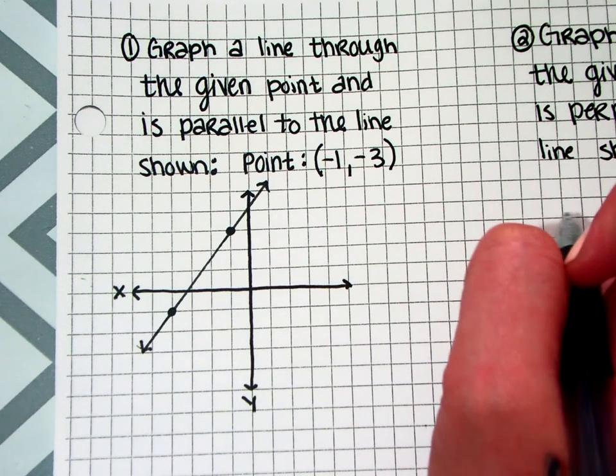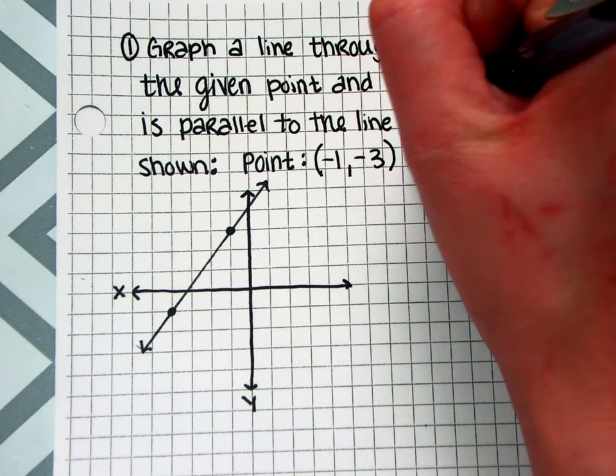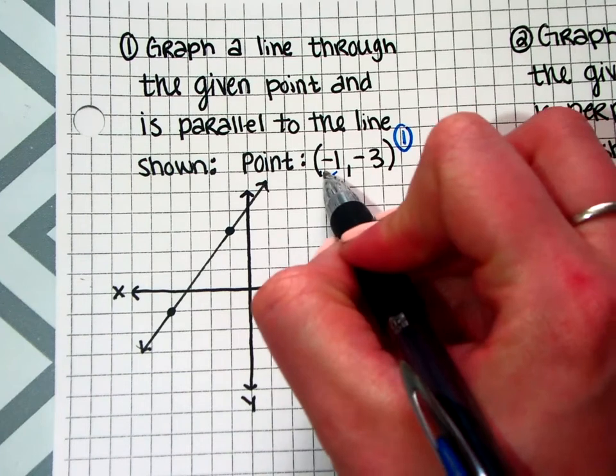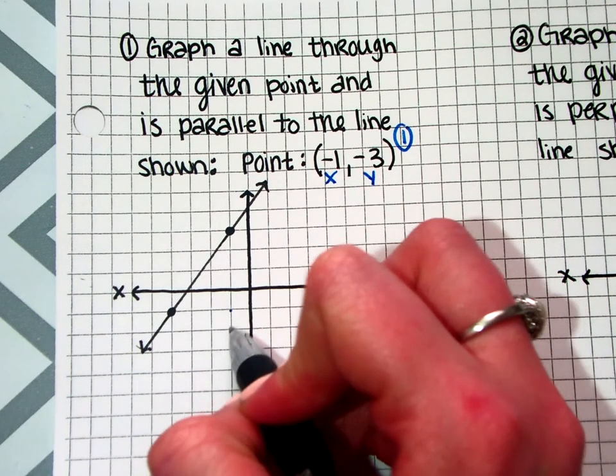If I'm graphing a line through the point, I have to be aware of where the point's located. So the first thing you always want to do is plot the point. So this is an X direction and this is Y. So I'm going to go left 1 and down 3.